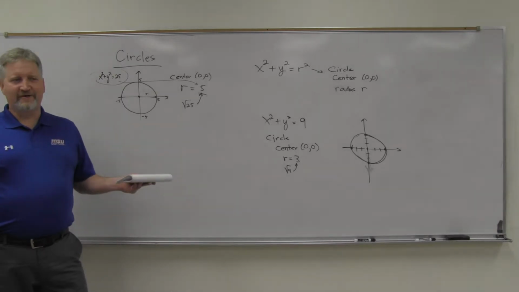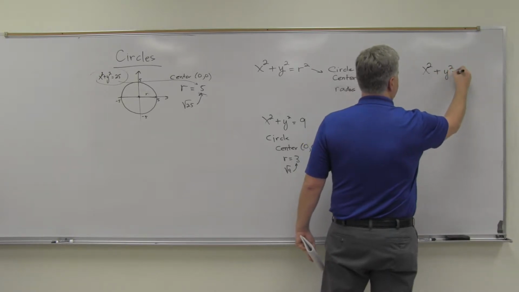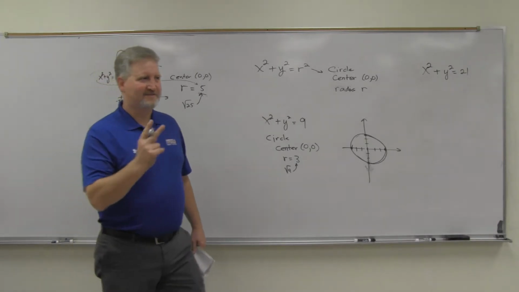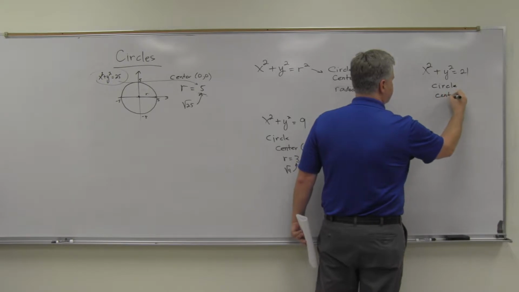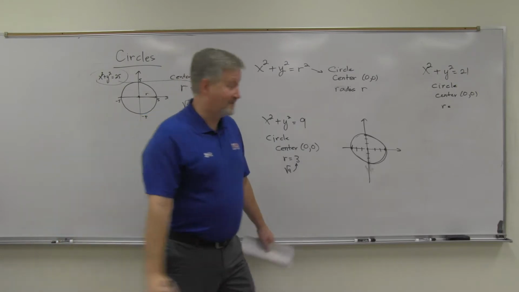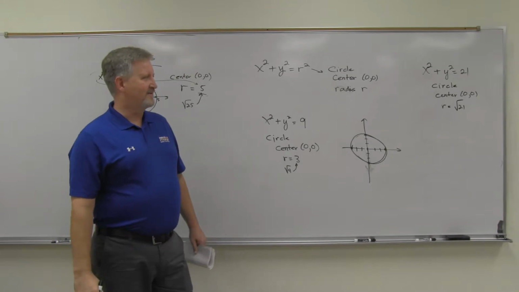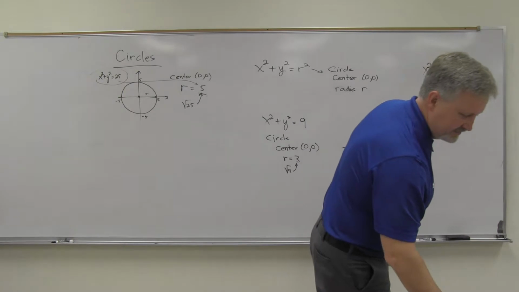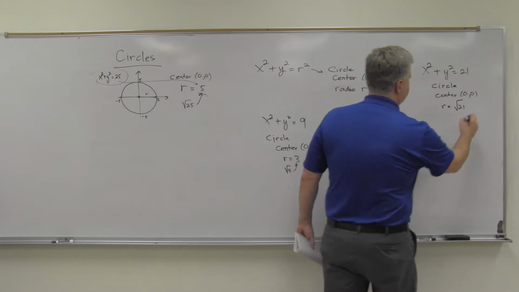The only real tricky business maybe, what about this one? X squared plus y squared equals 21. What is that? Circle, 0, 0, center. What's the radius? Square root of 21. Yeah, they won't all be nice squares there on the end. It could be square root of 21, which is about, if you plug that in, 4.58.